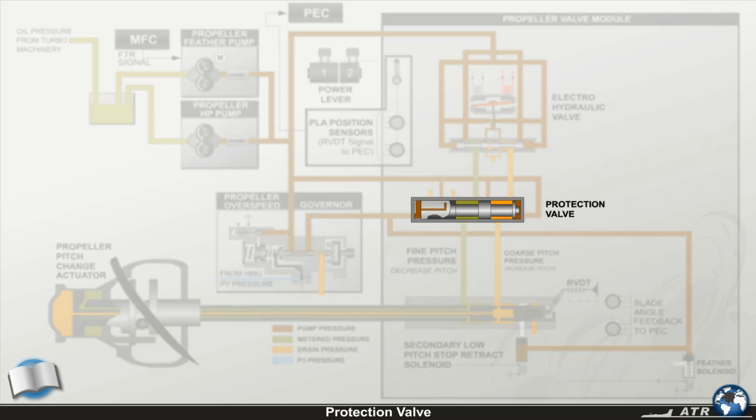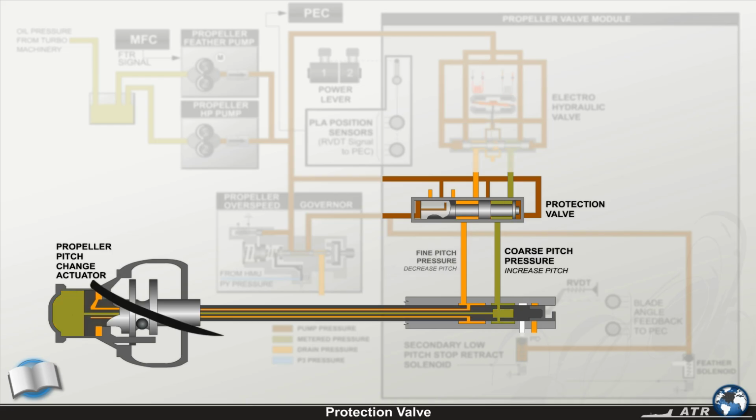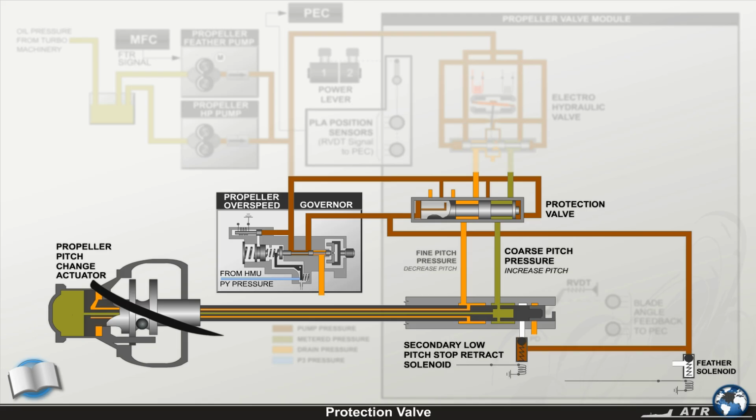The protection valve is a hydraulically operated valve that controls the fluid flow to the propeller actuator. It is operated by hydraulic pressure supplied to both ends of the valve and can shift to port decrease pitch pressure to drain, resulting in pitch increase. The signal to it is produced by the overspeed governor, the feather solenoid, or the low-pitch stop protection.